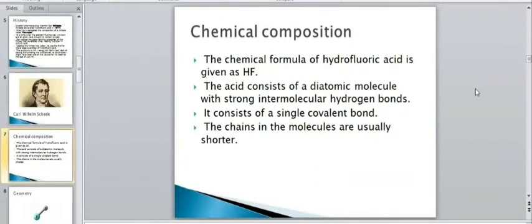The formula for hydrofluoric acid is given as HF. The acid consists of diatomic molecules with strong intermolecular hydrogen bonds. Now, diatomic molecules means molecules that are composed of only two atoms, but these atoms may be the same or of different elements. It consists of a single covalent bond. The chains in the molecules are usually shorter.